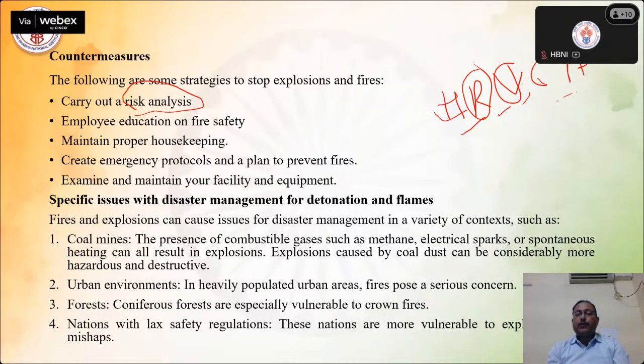Second, employee education on fire safety, because detonation is there and explosion is there. So fire safety is a much important parameter. Whenever we are utilizing this type of material, we have to maintain proper housekeeping. It is much required that we understand the parameters of housekeeping. Why? Housekeeping is an important parameter in any terms. Housekeeping is not only the cleaning of the material, but how safely we clean the material, how we are considering the material is also required.